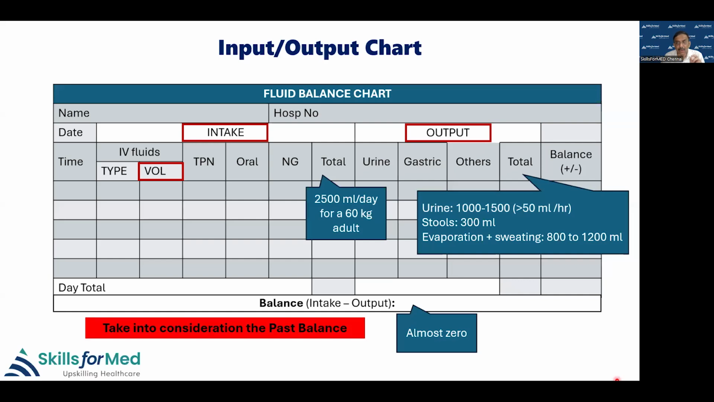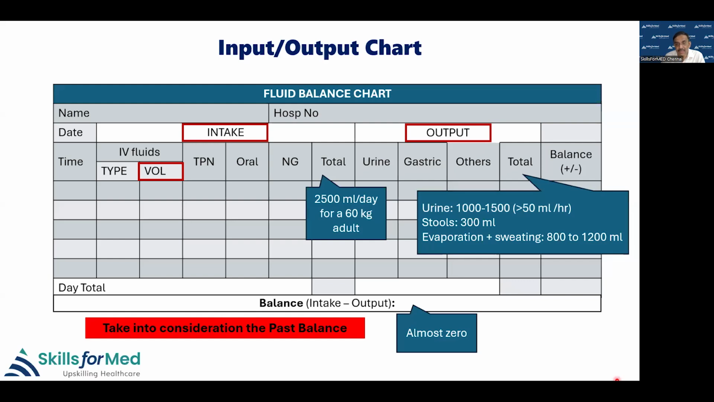Okay. So also every day when you look at the input output chart, as I told you, you also have to look at the past balance. So what is the past balance in the previous days in which the patient has been in the hospital? Is it positive or negative, and how much positive or negative? So leaf through the previous input-output charts and look at the balance in the last few days, and then review what are the orders which you have to give for that particular day.